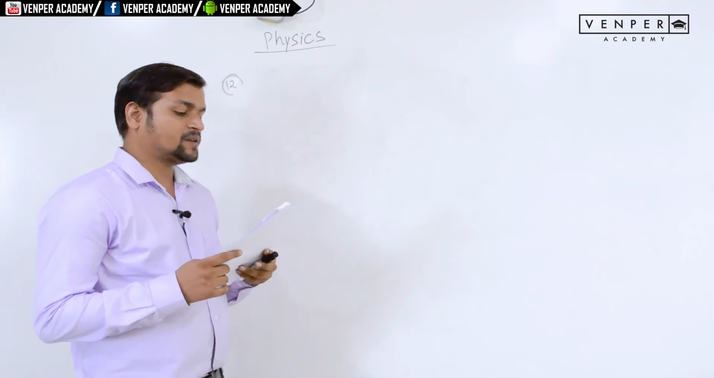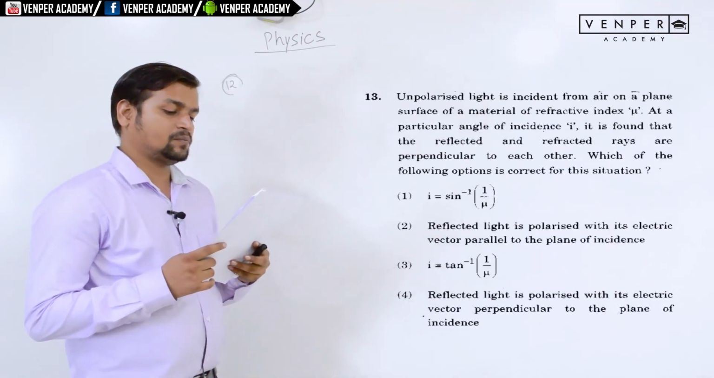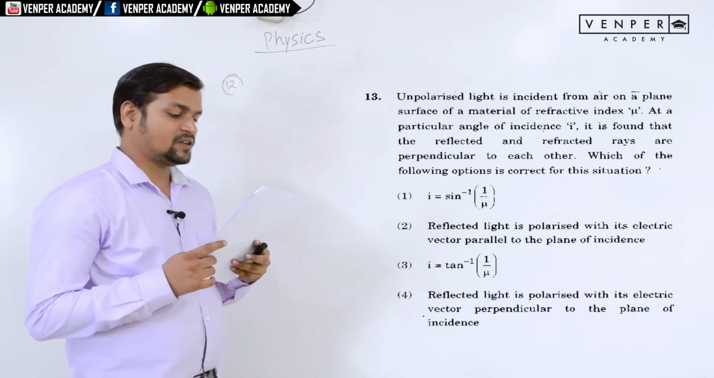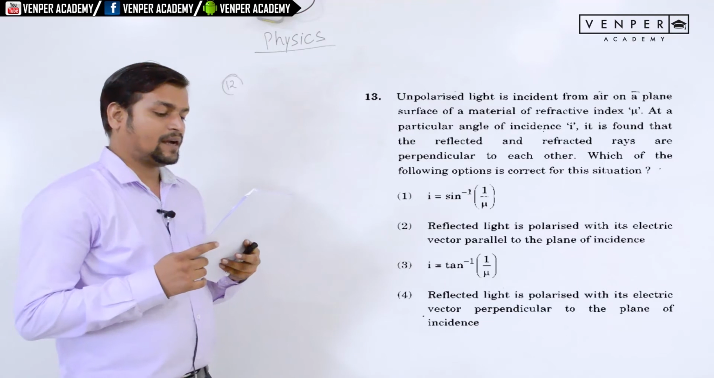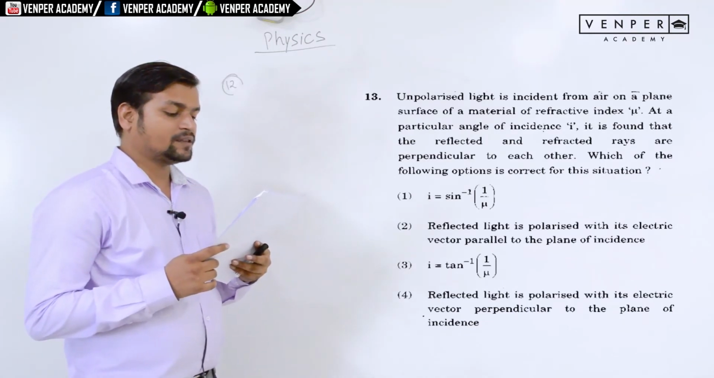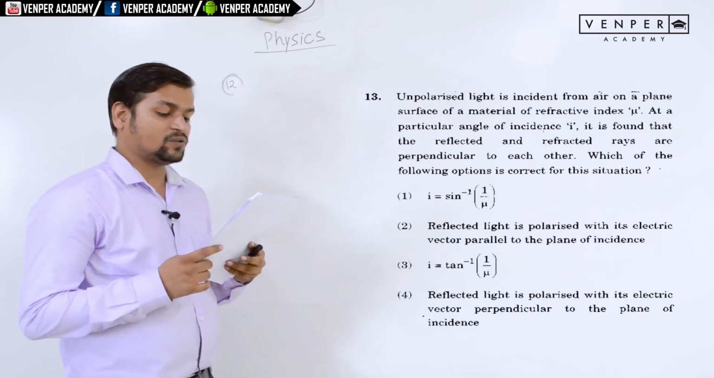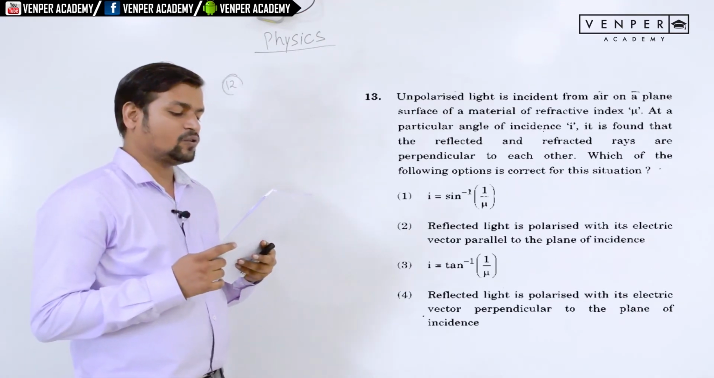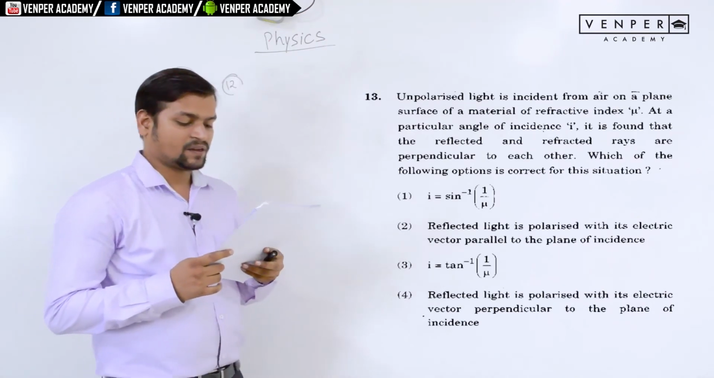Okay. Question number 13. Unpolarized light is incident from air on a plane surface of material of refractive index mu. At a particular angle of incidence i, it is found that the reflected and refracted rays are perpendicular to each other. Which of the following options is correct for this situation? Okay.